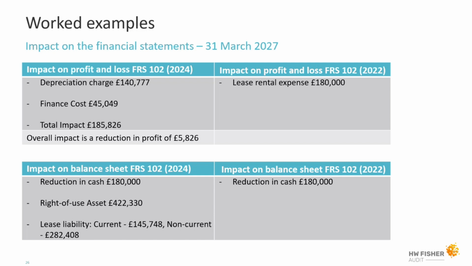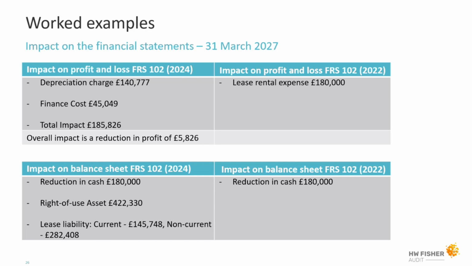On the balance sheet, we've got a reduction in cash. We've paid that £180,000. We've got that right of use asset. We've depreciated that down. That sits there either within your PPE and separated in your notes, or separately in that top part as a right of use asset. And then we've got a lease liability split between current and non-current.